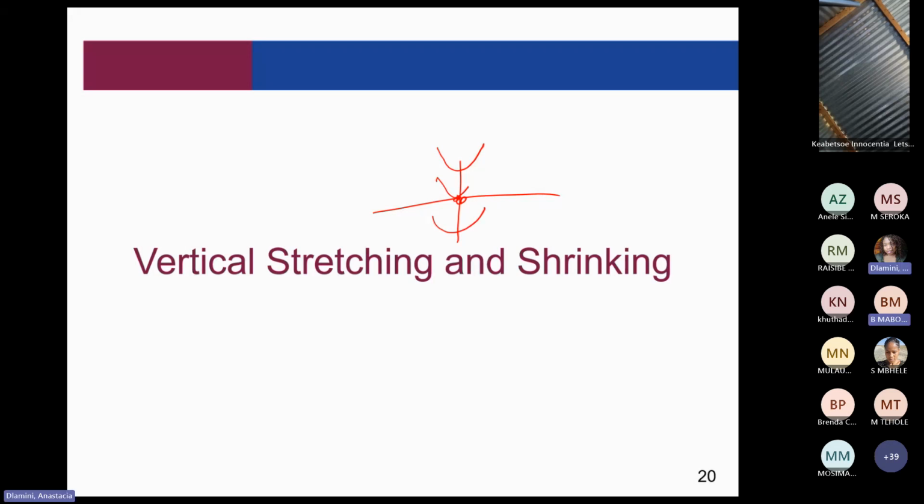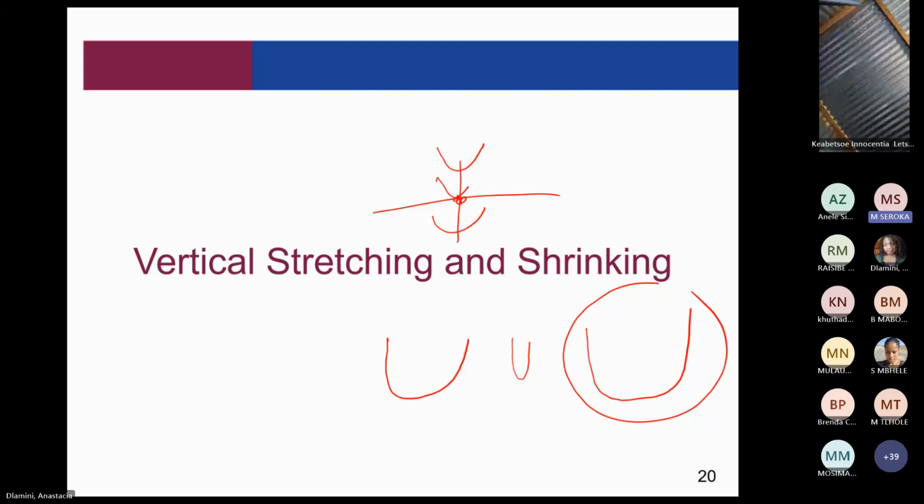When we are stretching and shrinking, let's say you have a graph like this, and you are stretching it. Would it look like this, or would it be wider? Wider. You mean it will be like this? Yes, ma'am.